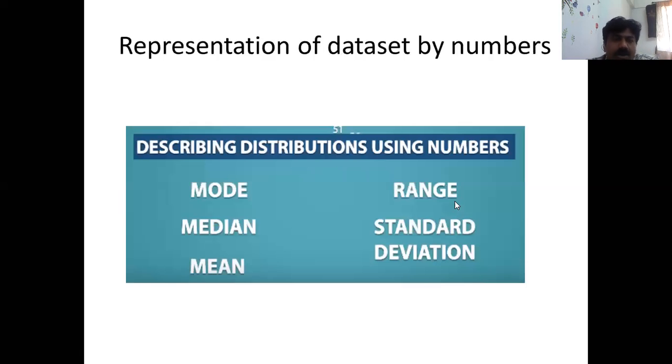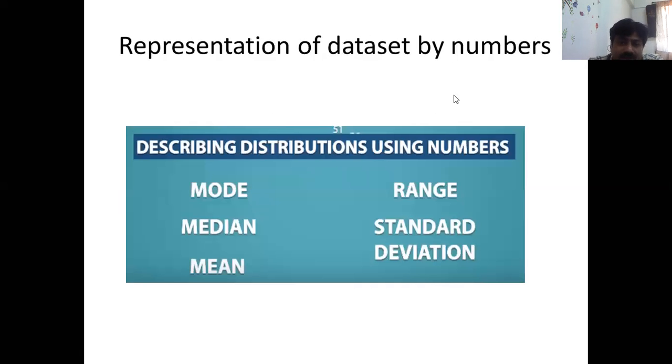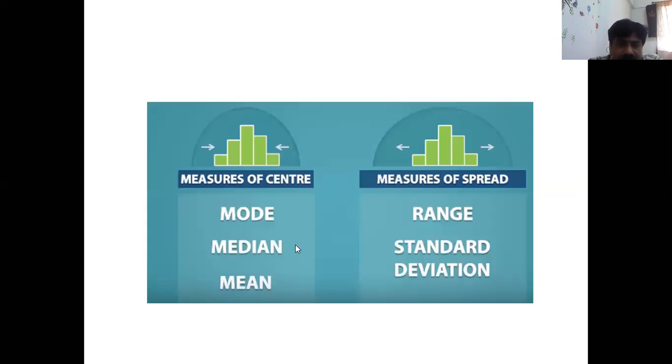Okay. Now, representing a data set by numbers. For that, we describe the distribution of the data set using the numbers mode, median, mean, range, and standard deviation. The previous slide showed the visual representation, like histogram and pie chart. Various ways are there for visual presentation, while representation of the data set by numbers is through these terms.